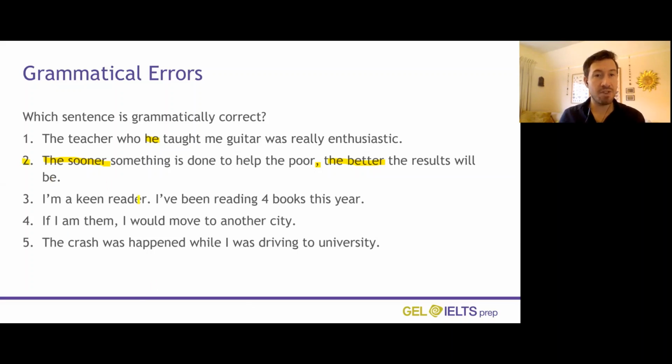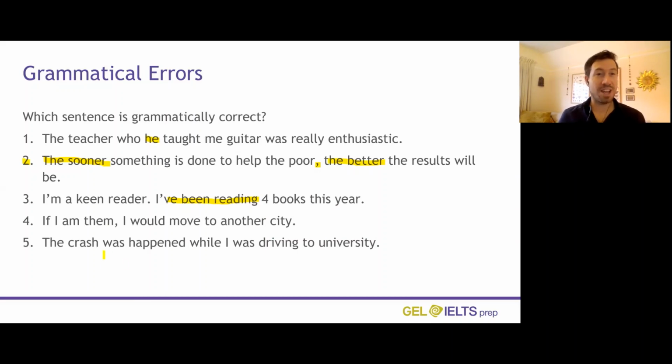3, I'm a keen reader. I've been reading 4 books this year. Well, this I've been reading, this is present perfect continuous. When we want to say how many, so 4 books, 5 books, 6 books, we don't use present perfect continuous. We would use present perfect simple to say how many. So you'd say, I've read 4 books this year.